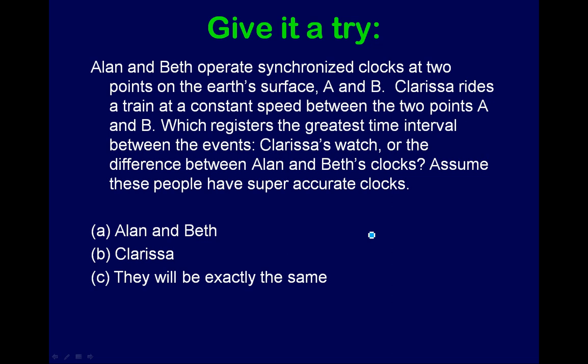Alan and Beth operate clocks at two points on the Earth's surface, A and B. Clarissa rides a train at a constant speed between the two points. Which registers the greatest time interval between the events, Clarissa's watch or the difference between Alan and Beth's clocks? Let's just assume these people have super accurate clocks. Give it a try and let me know what you think.